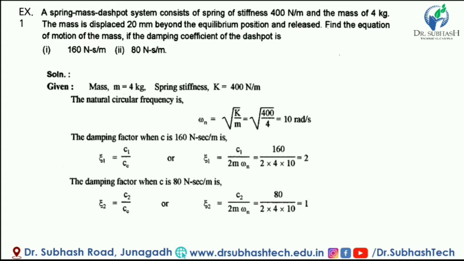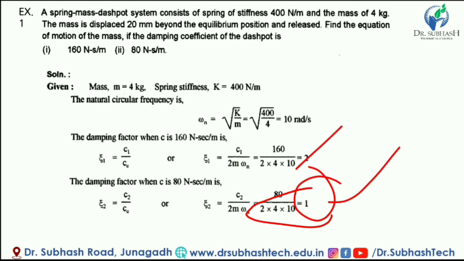Now for the other, the damping coefficient is 80 and the other values are the same as in the first condition. Now we find the value of zeta is 1. So according to the value of zeta, the vibration is critically damped vibration for the second damping coefficient.